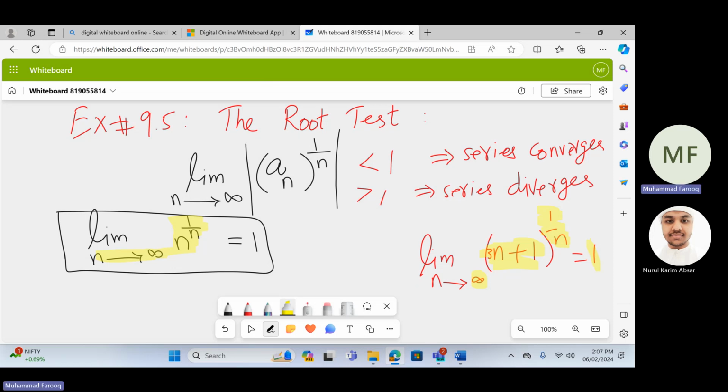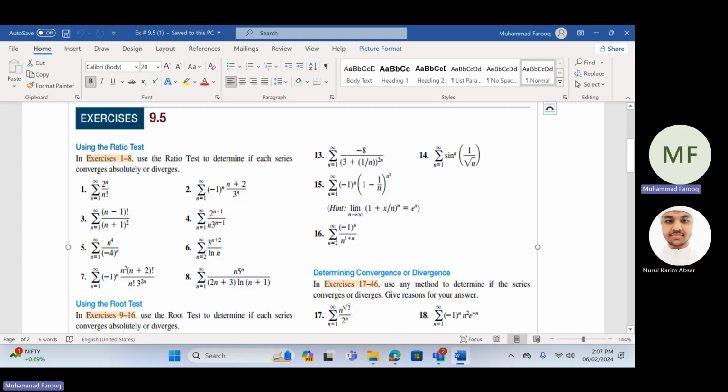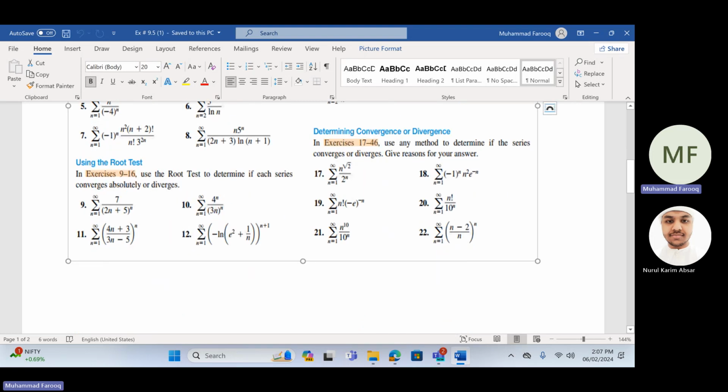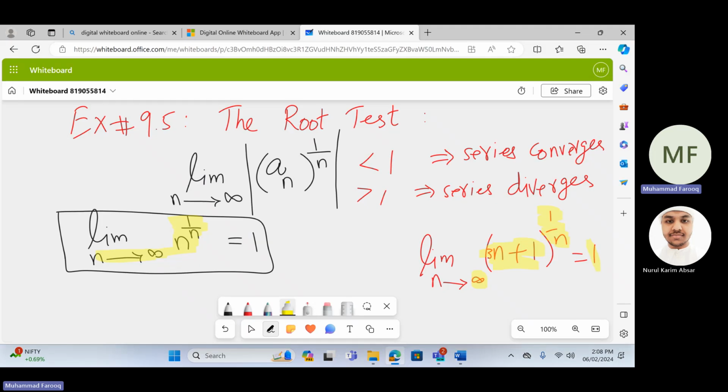Okay, now let's start some questions. Here, they ask you to use the root test. Let's start with number 9. Sigma n from 1 to infinity of 7 divided by 2n plus 5, power n. Now you're using the root test. So look at the calculation, please. You have to take the nth root of the expression and apply the limit as n goes to infinity, and you also have the absolute value.